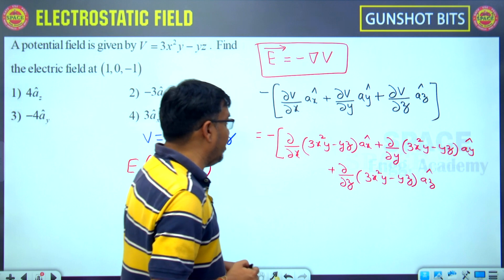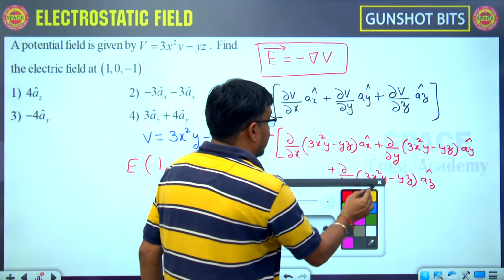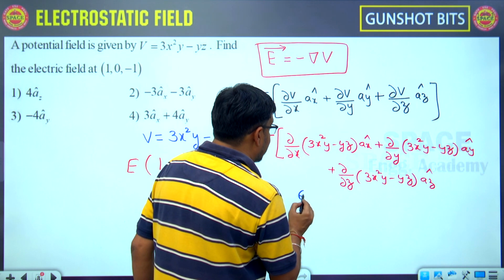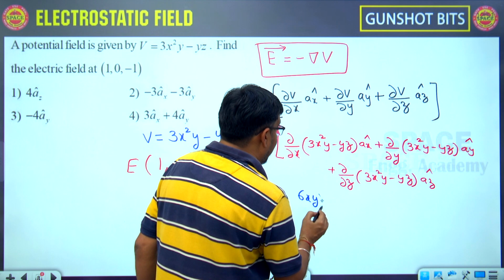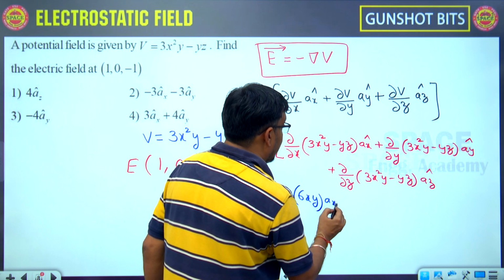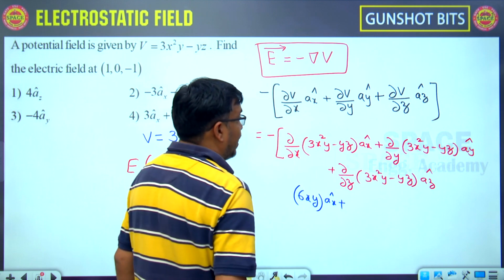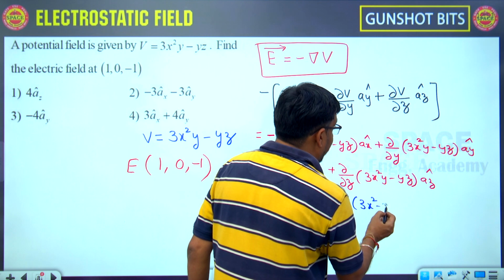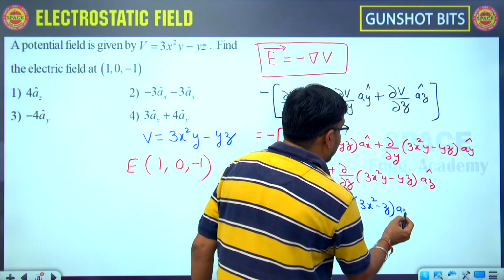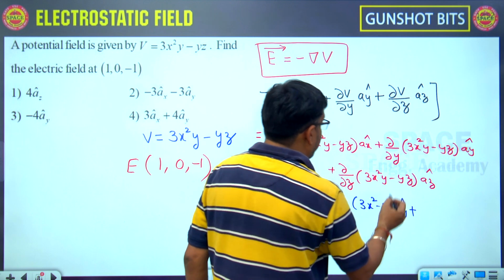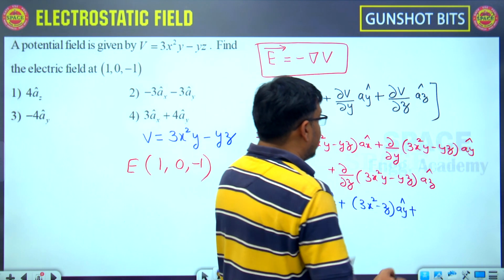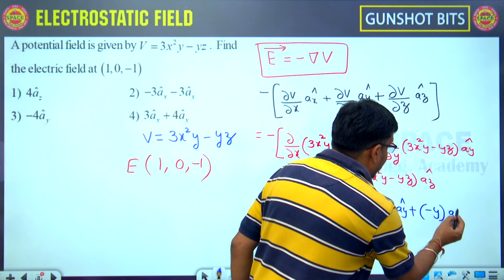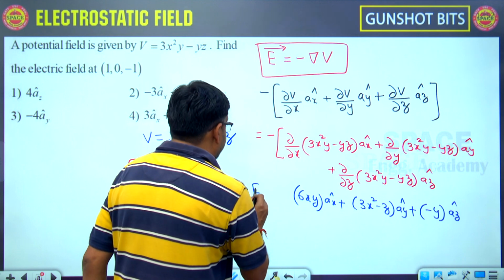The first term I am differentiating with respect to x. Then 3x square y becomes 6xy Ax cap. Plus, differentiating with respect to y, it is 3x square minus z Ay cap. Now differentiating with respect to z, the first term has no z, so it is minus y Az cap. This is the electric field intensity in vector form.